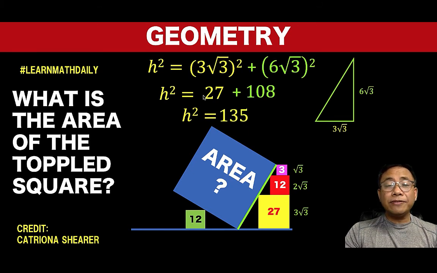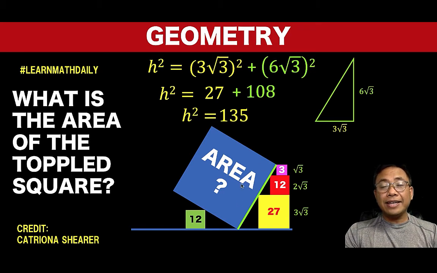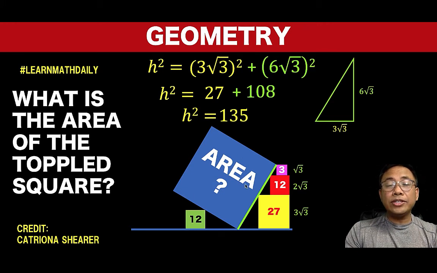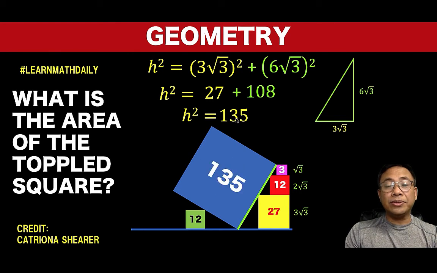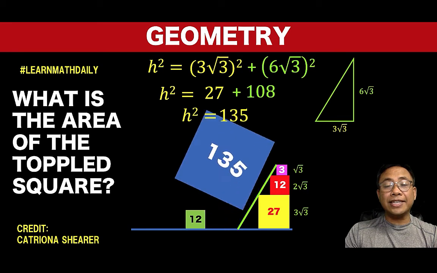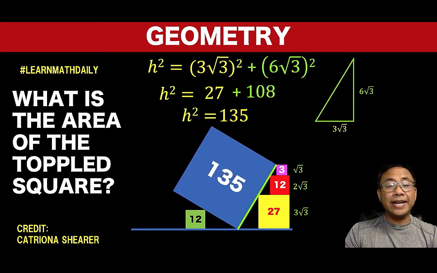Now, do we need to find the value of h? The answer is no, because we are after the area. And in order to find the area of this tilted square, we need to square the length of its side. And since we already have the squared value of the length of the side, this 135 is already the area of this blue tilted square. And so our final answer is 135 is the area of the tilted square.